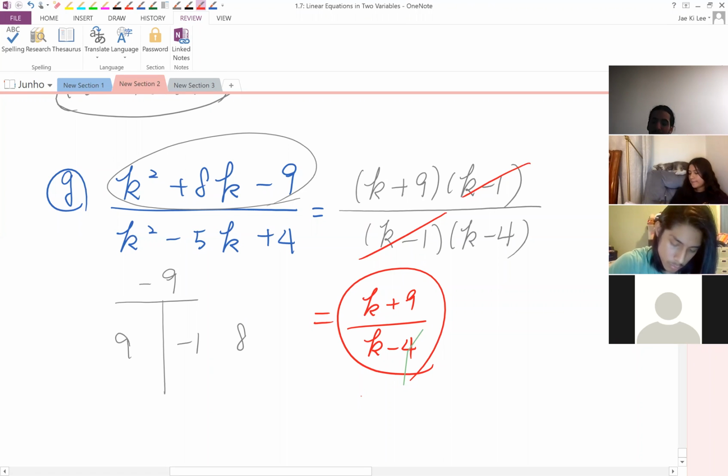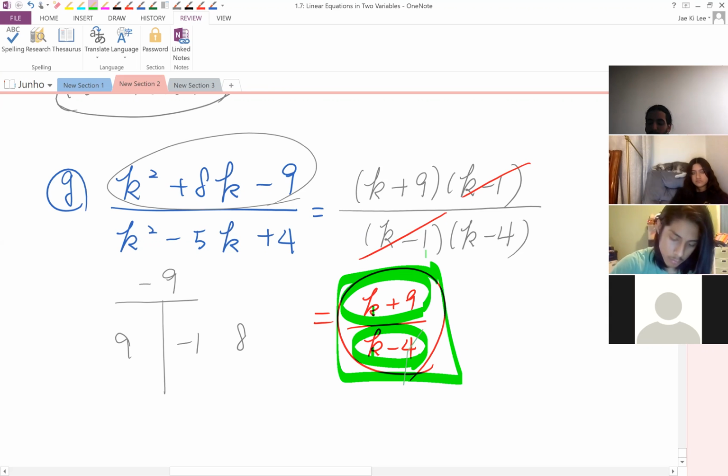So please be careful. You cannot cancel k and k here, even though it looks like you can, because they are binomials. Those must have exactly the same factor, otherwise you cannot cancel. So the answer is as is: k plus 9 over k minus 4.